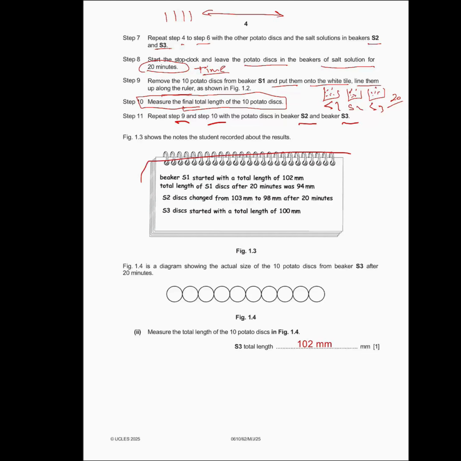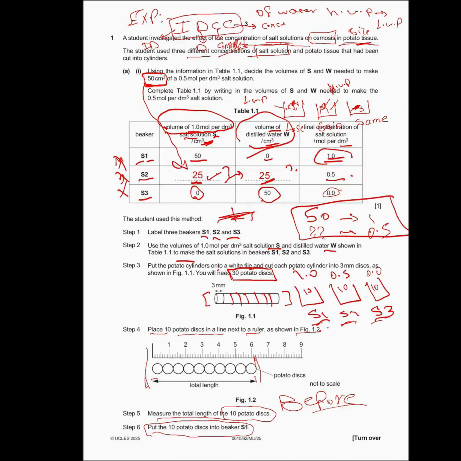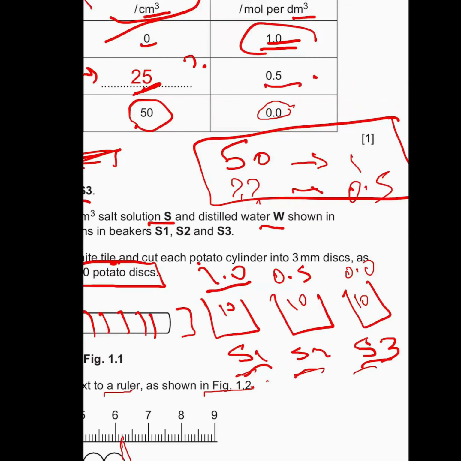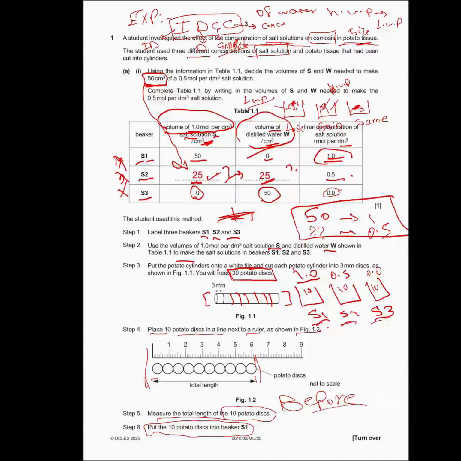After you repeat, the student found that the total length was 0.102 millimeter. After 20 minutes, it was 94 millimeter. So the potato length decreased because the solution was what? 1.0, which is concentrated. So water, you can tell me, diffused out of the potato.